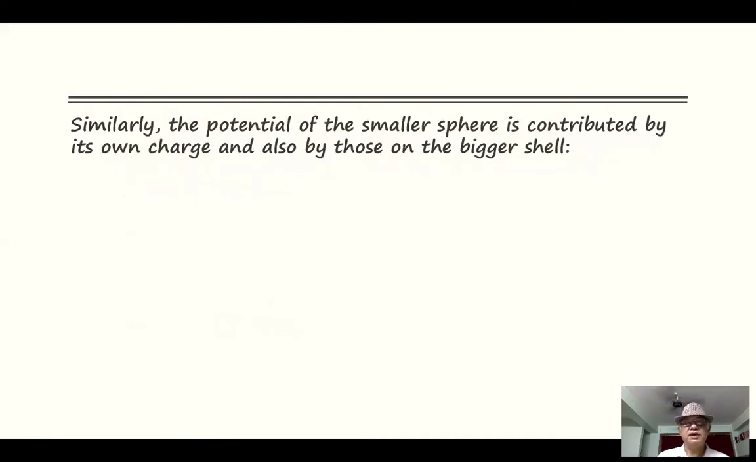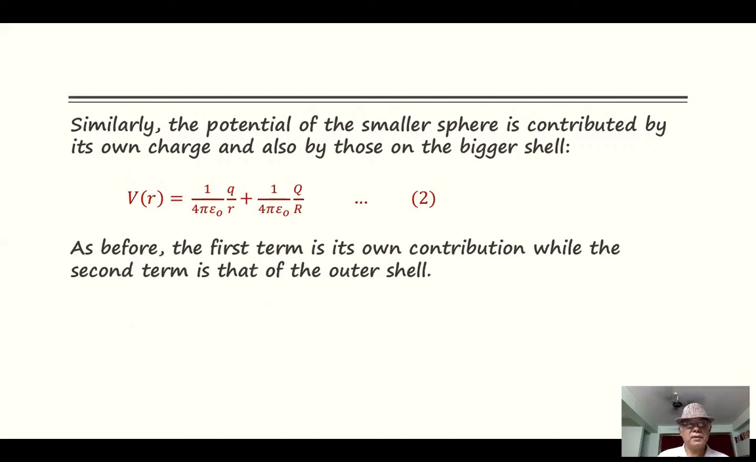Similarly, the potential of the smaller sphere is contributed by its own charge and also by those on the bigger shell. So potential of the smaller sphere is equal to 1 by 4 pi epsilon naught small q by small r plus 1 by 4 pi epsilon naught capital Q by capital R. This is equation 2. As before, the first term is its own contribution, while the second term is that of the outer shell.